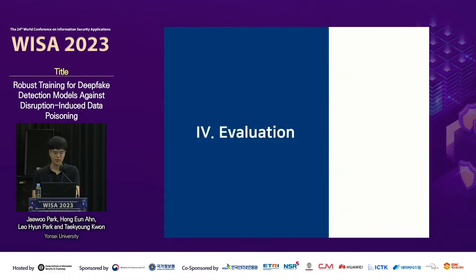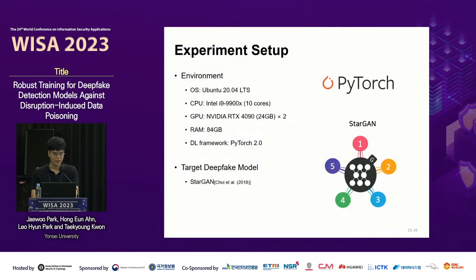Now, let's take a look at the evaluation of our method. Here's the environment we ran our experiments in. We ran our experiments on Ubuntu 20.04 and used a machine with 2 NVIDIA RTX 4090. The deep learning library we used was PyTorch 2.0. The target deepfake generation model was Togen, which was released at CVPR 2018.